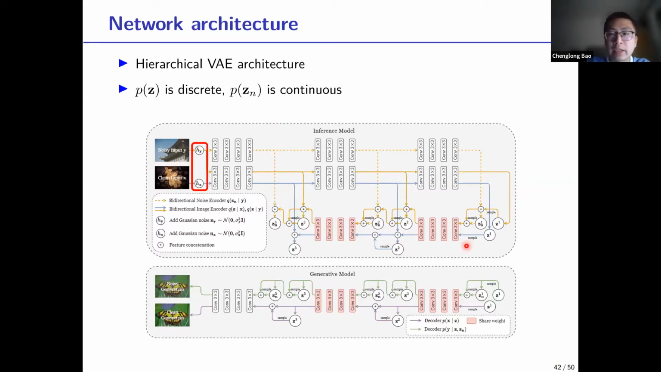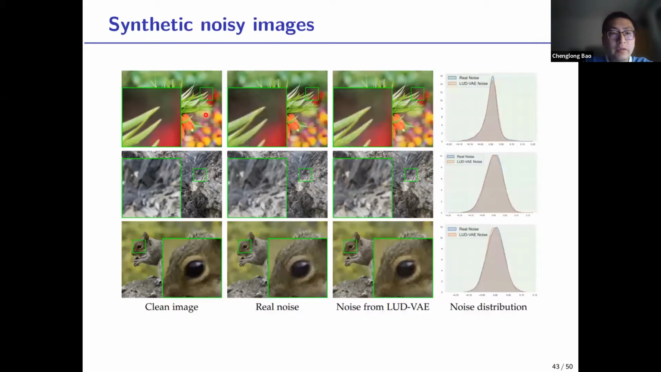So this is our network architecture. And in this figure, we see that this is a clean image, and this is a noisy image. This is a real low resolution noisy image, and this is a synthetic noisy image by our method. We call it the log VAE method. And the last column is our noise distribution. We can see that it's almost close to the true noise distribution here.